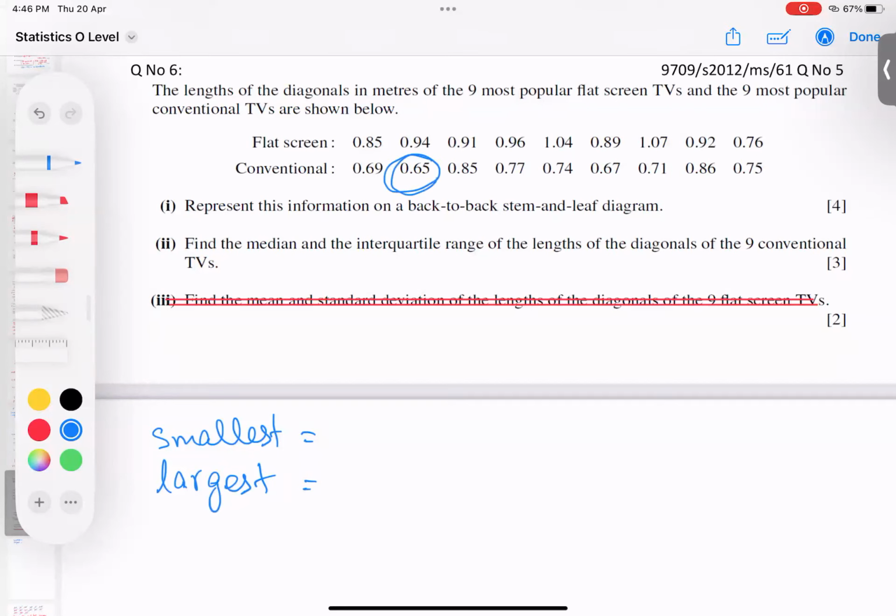0.65 is here. Let me check. 0.65, I think so. 0.65 is the smallest value among the whole data. Okay, not only the lower values, check the upper also. Make sure. I think 0.65 is the smallest value.